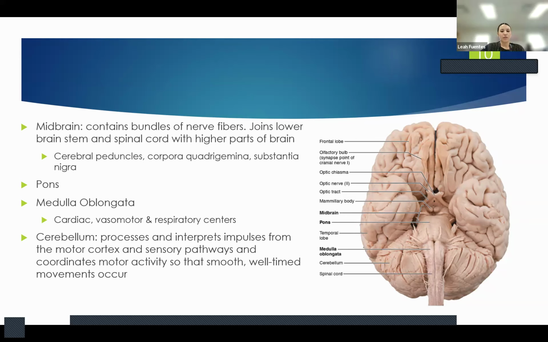And then we move on to our cerebellum, which are on the side here. The cerebellum is responsible for processing and interpreting impulses from the motor cortex and sensory pathways and coordinates motor activity so that smooth, well-timed movements occur. So there are two lateral hemispheres of the cerebellum, which just means if you cut your brain right down the middle, you would have one on the right and one on the left.